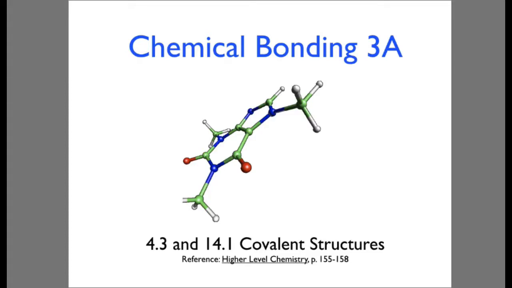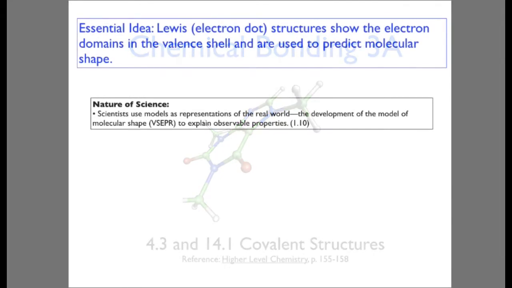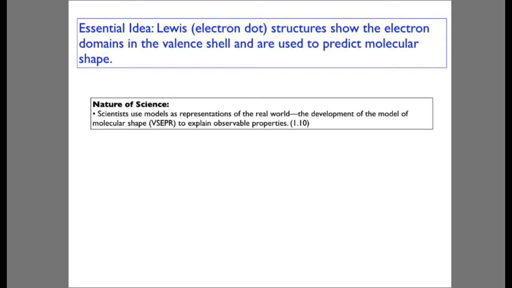Chemical bonding 3A, covalent structures. Lewis structures show the electron domains in the valence shell and are used to predict molecular shapes. Nature of science we'll be looking at here: scientists use models as representations of the real world, such as the development of the model of molecular shape, the valence shell electron pair repulsion theory, to explain observable properties.